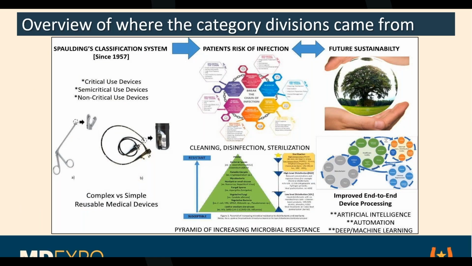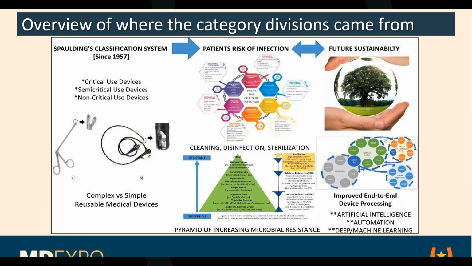Okay. So going back to where the divisions came from, are you familiar with Spalding? Anybody in their stuff? Okay. It's been around a long time, 1957. And taking a really careful look at patients' risk of infection while they're in hospital. I mean, most of you who are students of history know that prior to antibiotics being used, if you got sent into a hospital, you were more likely to die from something you got in the hospital than from your original malady.